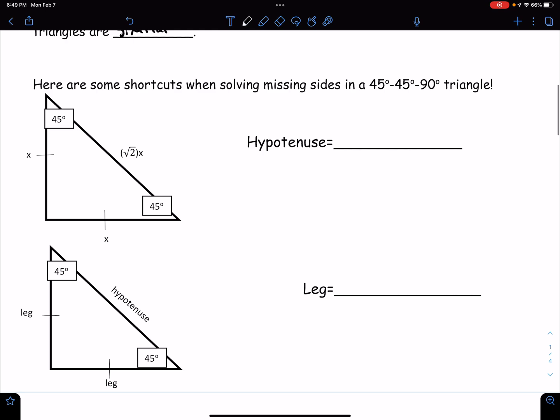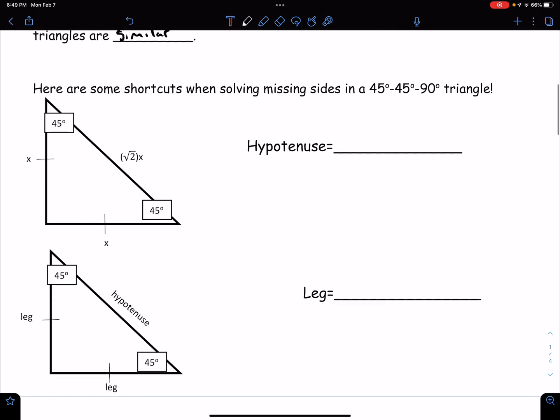Okay, so then here's some shortcuts when solving missing sides in a 45, 45, 90 triangle. I'm going to say the hypotenuse, like we said up there, is square root of 2 times as big as the legs. So we'll say L for leg times the square root of 2. I could have said x, I could have said whatever variable, but I'll just say leg, L, times the square root of 2. It's how I find my hypotenuse.